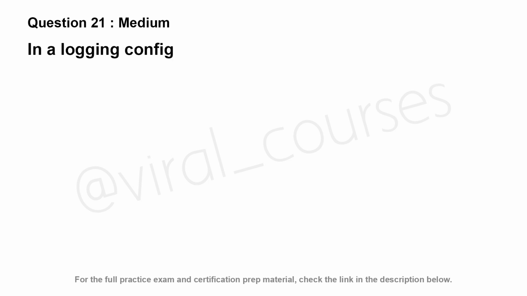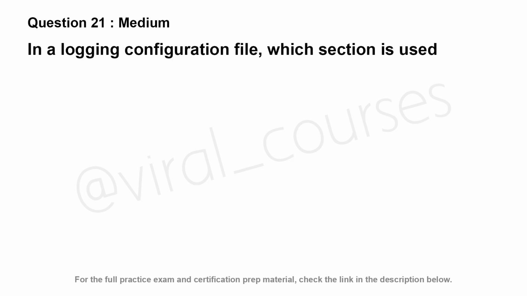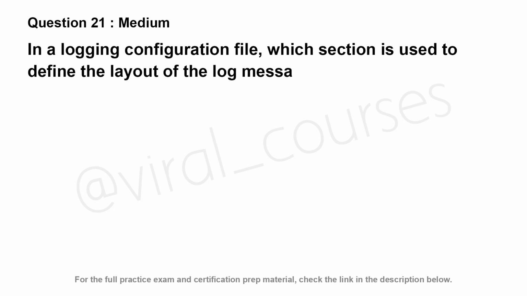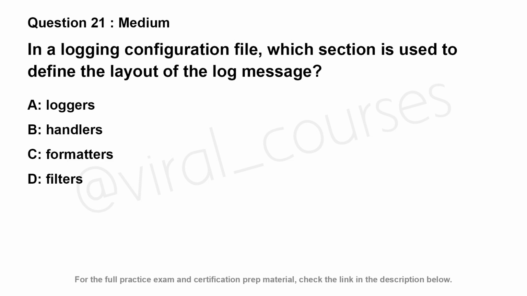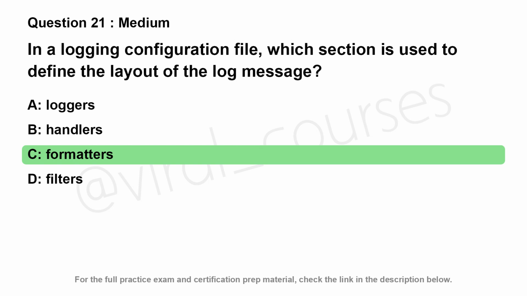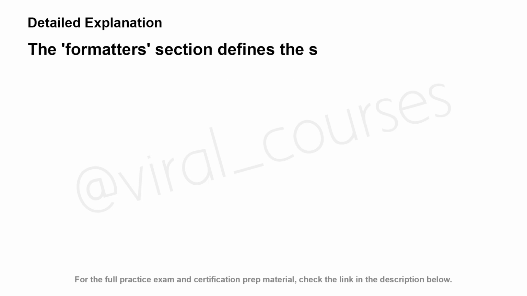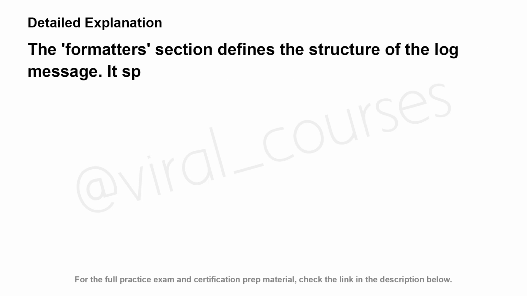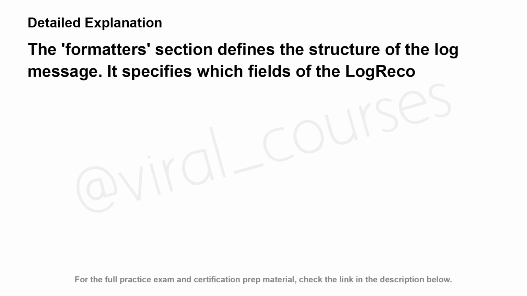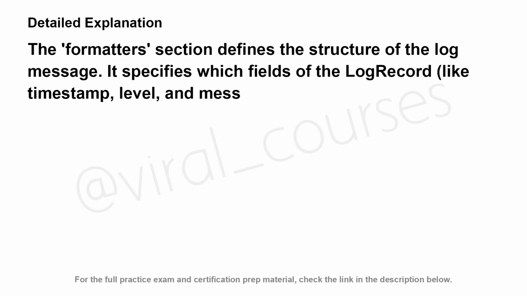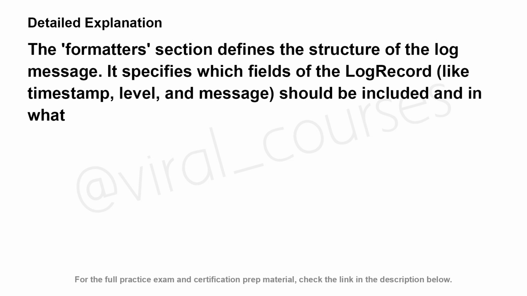In a logging configuration file, which section is used to define the layout of the log message? Option A, loggers. Option B, handlers. Option C, formatters. Option D, filters. The correct answer is C. The formatters section defines the structure of the log message. It specifies which fields of the log record, like timestamp, level, and message, should be included and in what order.